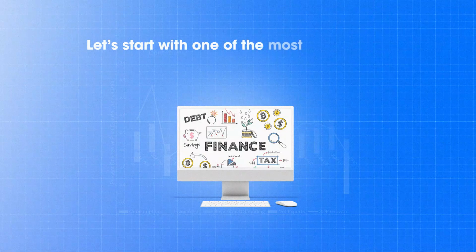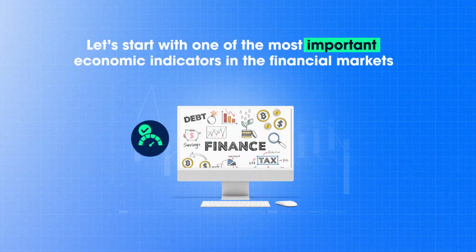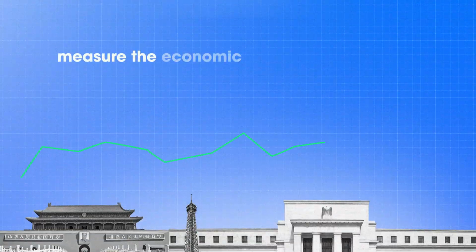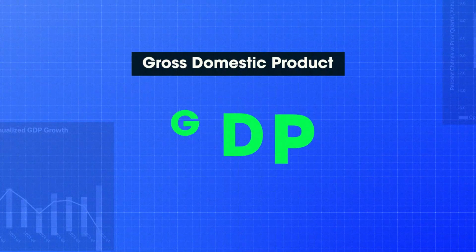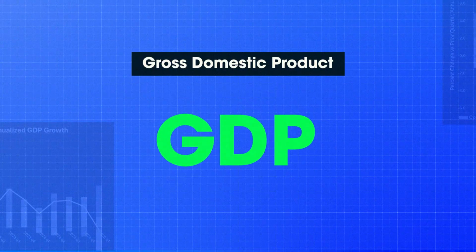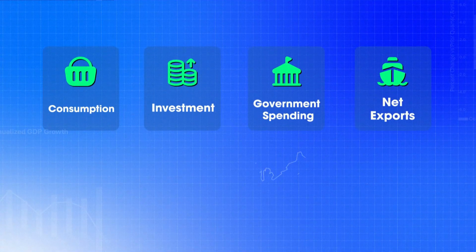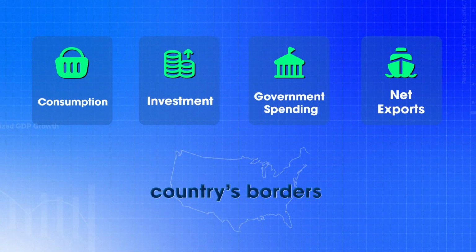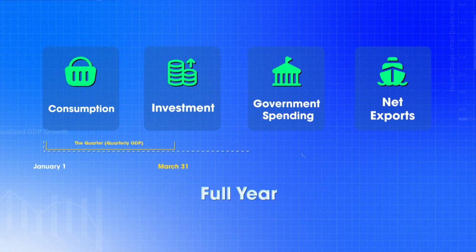Let's start with one of the most important economic indicators in the financial markets, the indicator that is always used to measure the economic strength of countries, Gross Domestic Product, or GDP. GDP is the total monetary value of all goods and services produced within a country's borders over a specific period of time, typically measured over a quarter or a full year.